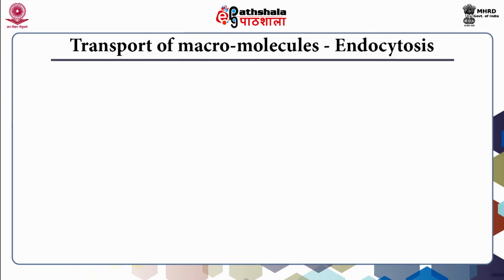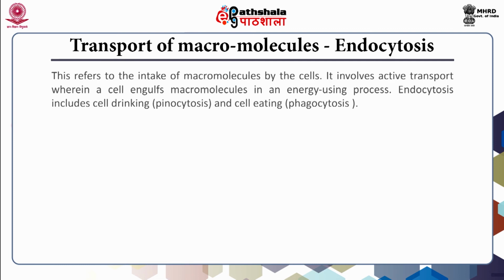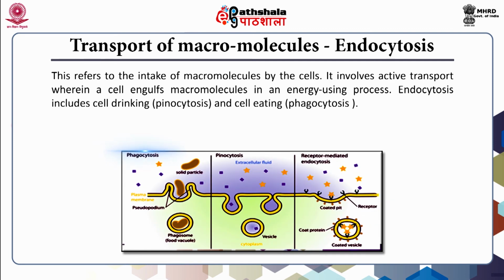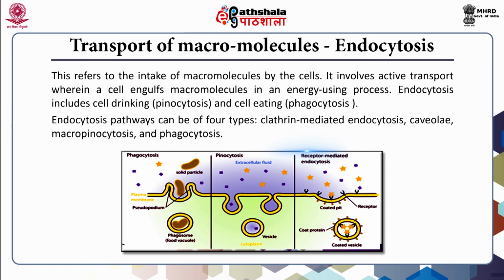Transport of macromolecules through endocytosis. This refers to the intake of macromolecules by the cells. It involves active transport wherein a cell engulfs macromolecules in an energy using process. Endocytosis includes cell drinking, called pinocytosis, and cell eating, which is called phagocytosis. Endocytosis pathways can be of four types: clathrin mediated endocytosis, caveolae, macropinocytosis and phagocytosis.